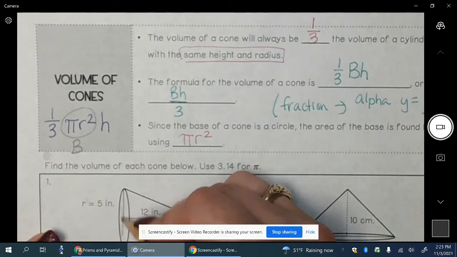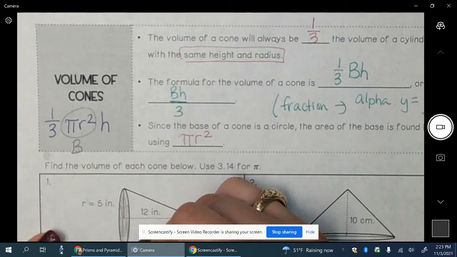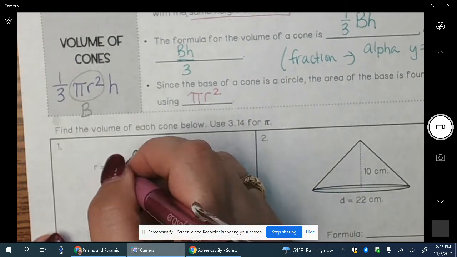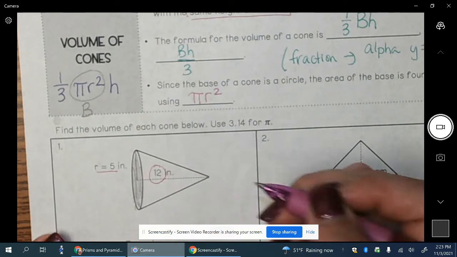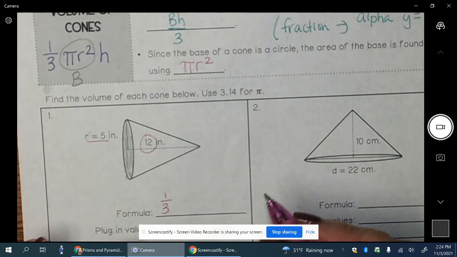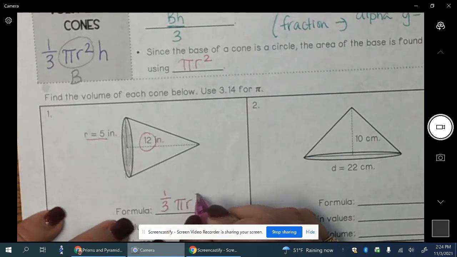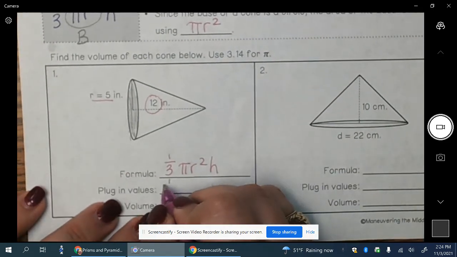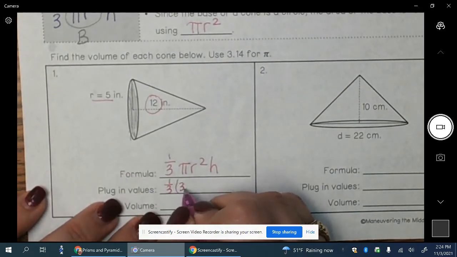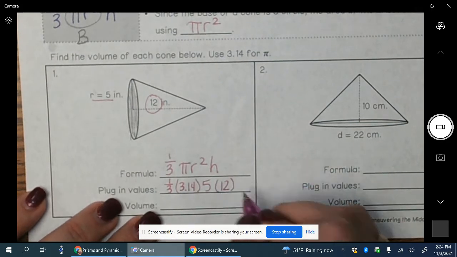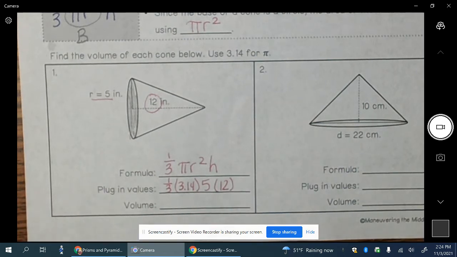Alright, so if you look at your cone, it's on its side. Do you have the radius? Yes. What's the radius? 5. Do you have the height? Yes, it's 12. So our formula, 1/3 pi r squared h. 1/3, what's pi? 3.14. What's radius? 5. And what's the height? 12. Don't you just square the 5? Oh, thank you.